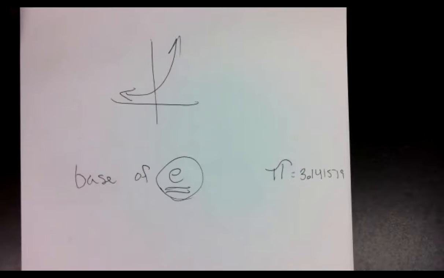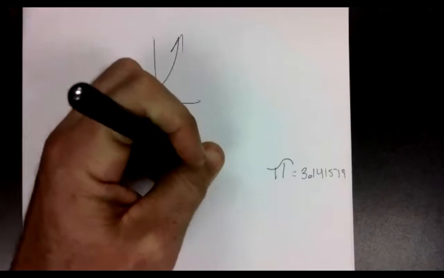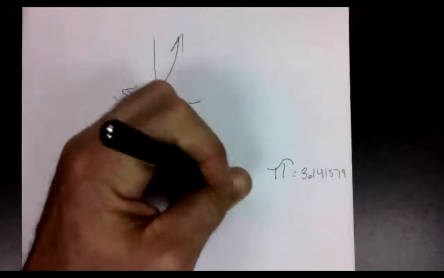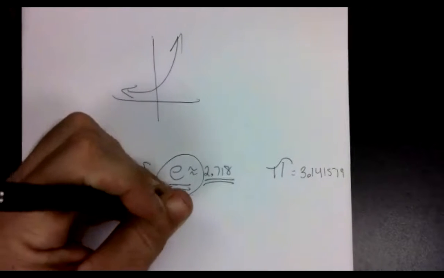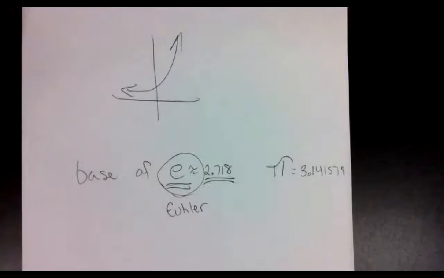E is also a universal constant. It equals a number, but it's not a terminating number. It's a number that also goes on forever and ever without repeating. E is about 2.718. E is called the Euler number, E-U-L-E-R. That was the mathematician's name that came up with this.